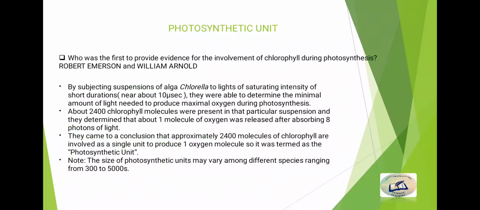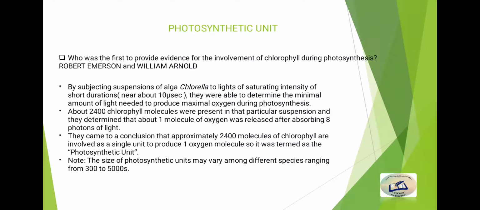Okay, now we will study the photosynthetic unit. Here is a small MCQ type question for you all, which is important, of course. The question is, who was the first person to provide evidence for the involvement of the chlorophyll molecule during photosynthesis? It was Sir Robert Emerson and William Arnold. I forgot to mention the year, please note it down. They did this experiment in the year 1932.